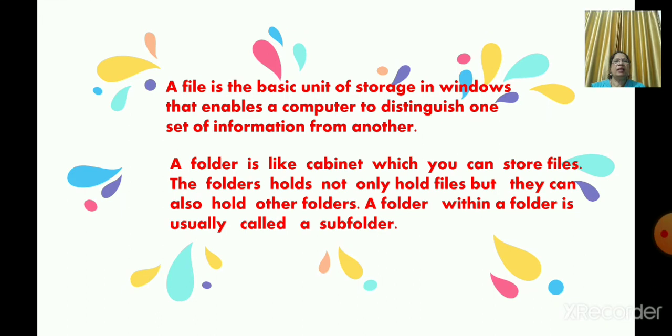What is a file? A file is the basic unit of storage in Windows that enables a computer to distinguish one set of information from another. But the folder is like a cabinet in which you can store files. The folder can hold not only files but also other folders. A folder within a folder is usually called a subfolder. So, a file is the basic unit of storage.